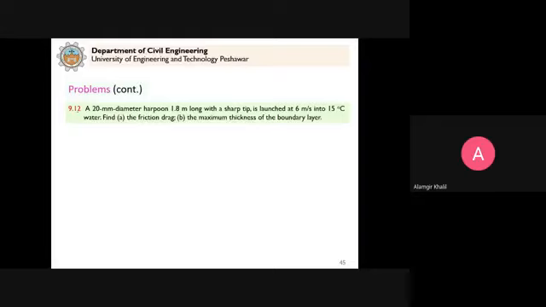And last problem, 9.2 from the textbook. A 20 millimeter diameter harpoon, 1.8 meter long with a sharp tip. This is a sharp tip, and this is the shape with a diameter. Diameter is given as 20 millimeter with a sharp tip. This is like a missile. So it is launched at 6 meters per second, in 15 degrees sea water. Find the friction drag and the maximum thickness of the boundary layer.